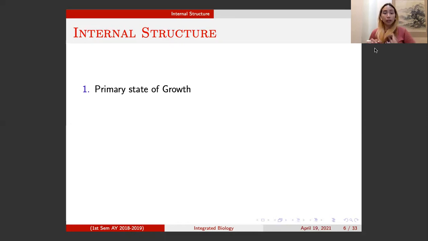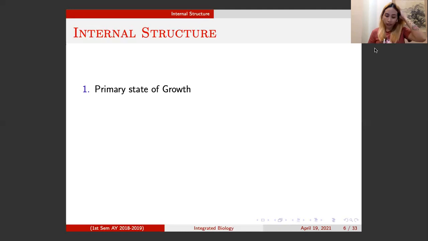Therefore, those plants that do not become woody from when they grow to when they die will never undergo secondary state of growth. So monocots, mostly, do not undergo secondary state of growth. Some dicots do not undergo secondary state of growth, like the herbaceous dicots that we have. However, most dicots undergo secondary state of growth, and these dicots are what we call the woody plants. So there are dicots that do not undergo secondary state of growth, but most of those plants that undergo secondary state of growth are dicots.